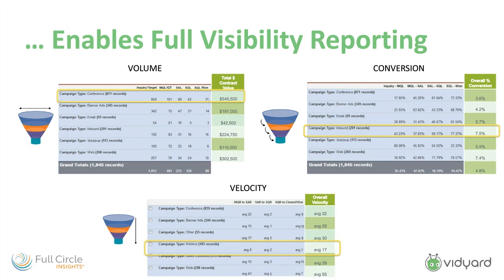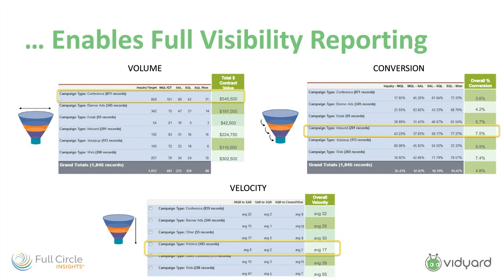So you've got your volume reports that have an accurate count stage by stage of where your leads are. And you can pick the campaign type that is the best in terms of generating volume and value. Then there's conversion and there's velocity. And you can create these reports and have confidence when you have a single source of truth and some process that maintains that single source of truth.